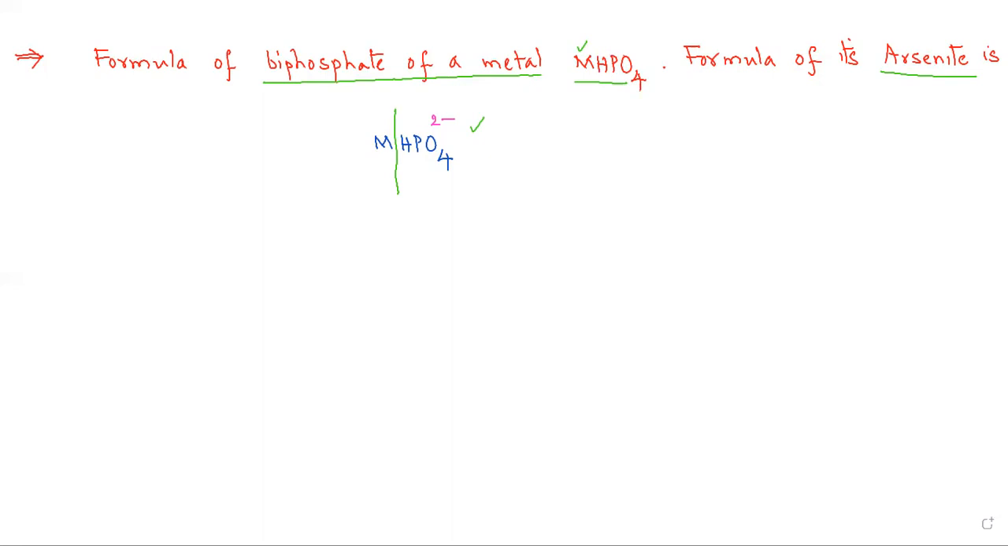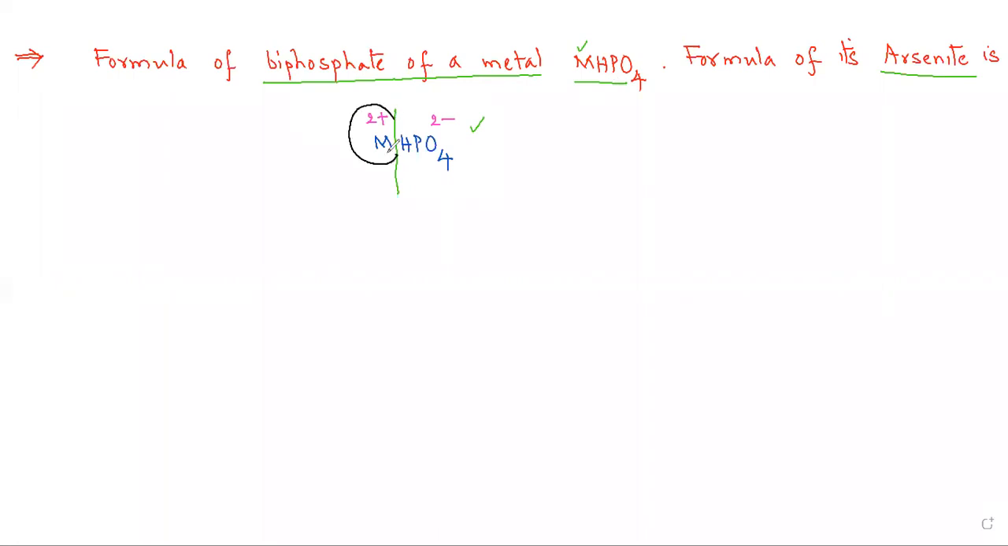The formula of biphosphate of a metal is MHPO4, but don't simply take HPO4 minus 1, because the formula of biphosphate is HPO4 minus 2. Now, when the charge on the anion is minus 2, obviously the magnitude of charge on the metal would also be the same, 2. If it is 2 minus, then obviously it will be 2 plus. So now you got the formula of your metal ion again.